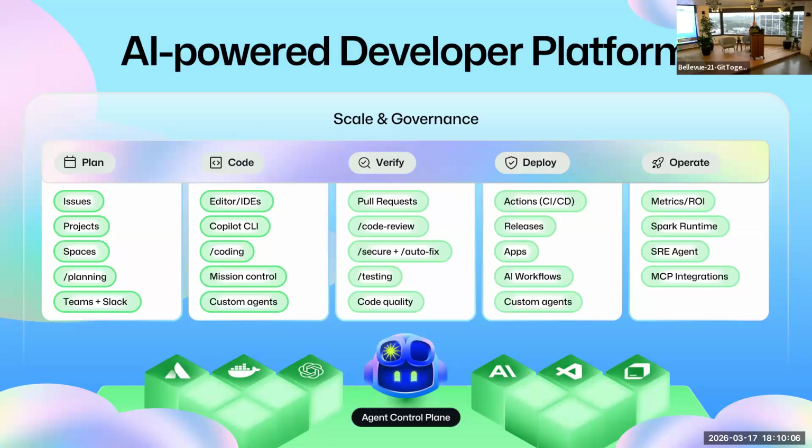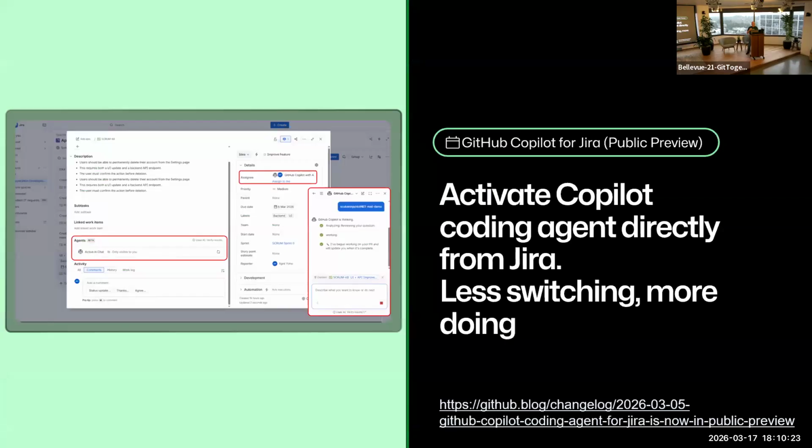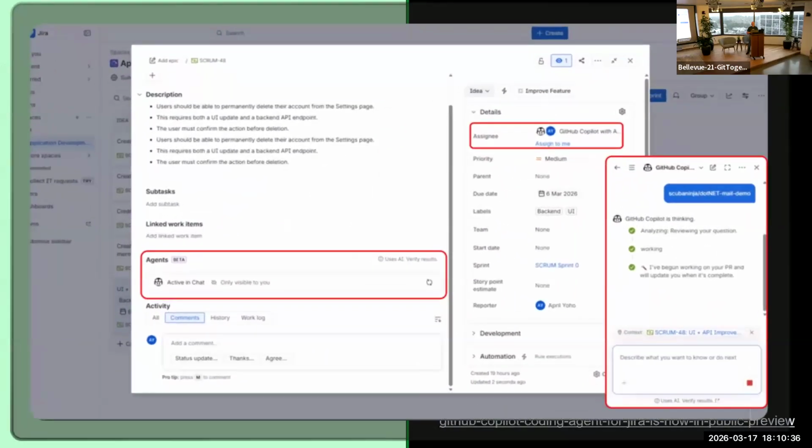So this is kind of our overview of the AI-powered software development lifecycle, right? All the phases: planning, coding, verify, deploy, and operate. Couple of things. Like I mentioned earlier, planning. People are using Jira for planning and tracking epics, features, user stories, bugs, etc. Well, now this is in public preview.